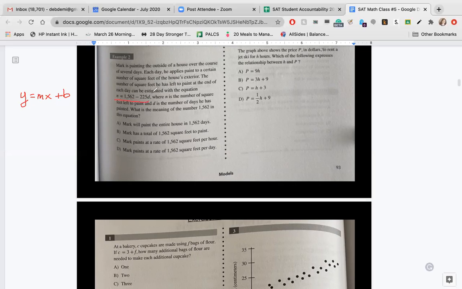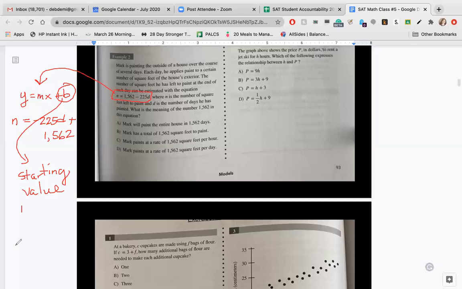It's not quite in the same format as y equals mx plus b, but you can rearrange it. So it's going to be n equals negative 225d plus 1,562. You have to remember the b is your starting value all the time. Like if you think of a graph and you have a line on a graph, right here is your b. This is your y-intercept, it's your b. So if you plotted it, of course, this is going down. This is the starting value.